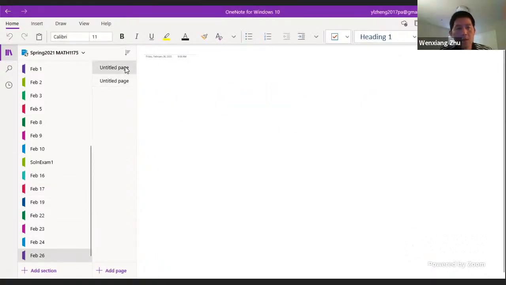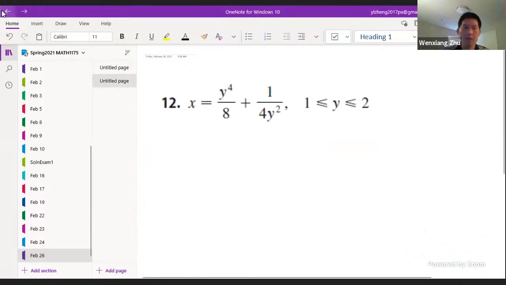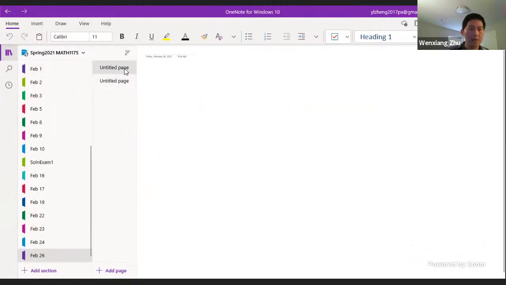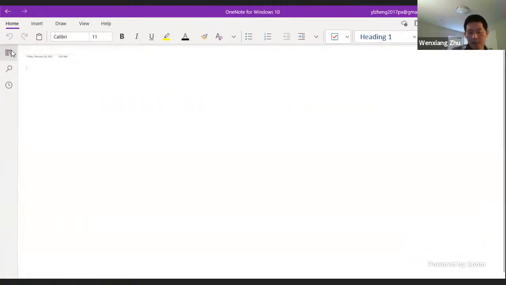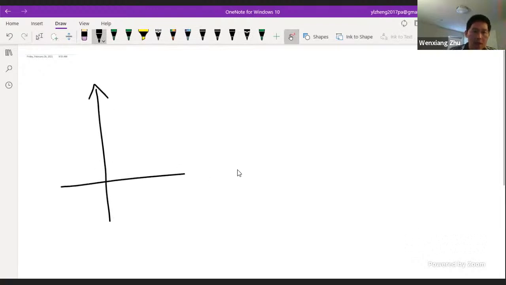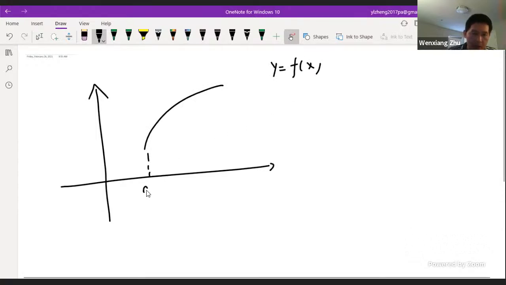So we're going to continue and finish up this section 8.1 about the arc length. What we did last time, we spent like 2 days in class. So what we end up with is the formula: if you have a curve given by a function y equal to f of x, and your x goes from A to B.